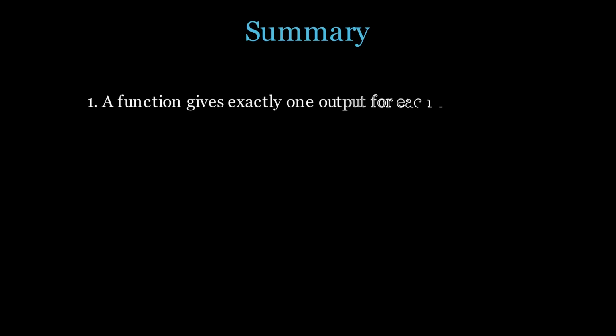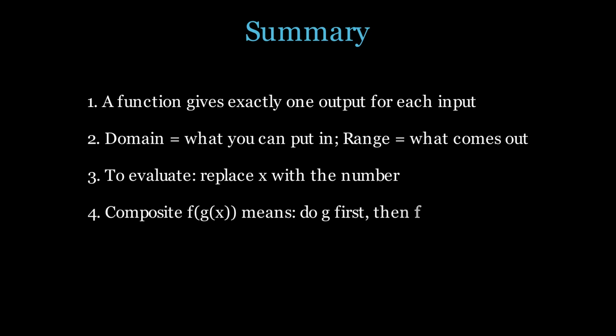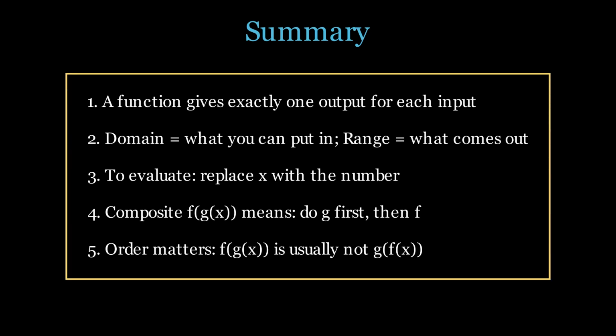Let's recap. 1. A function gives exactly one output per input. 2. Domain is the input. Range is the output. 3. Evaluating just means plugging in the number. 4. For composites, work from the inside out. 5. The order of composite functions matters. If you remember these 5 things, you have got functions covered.